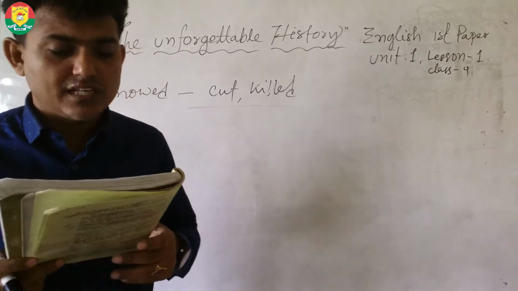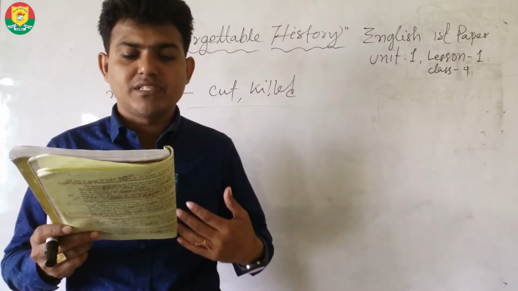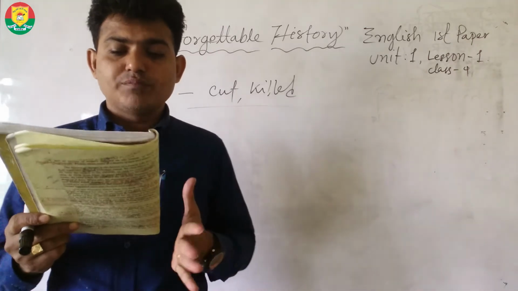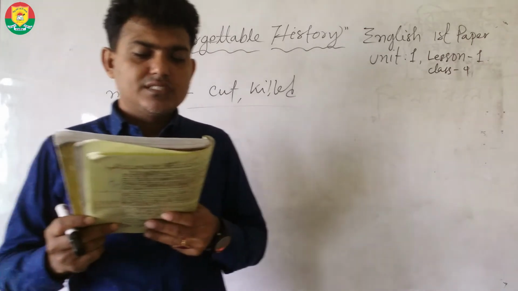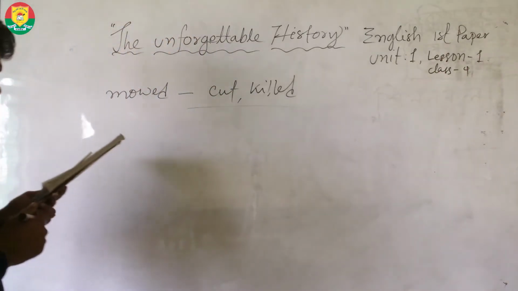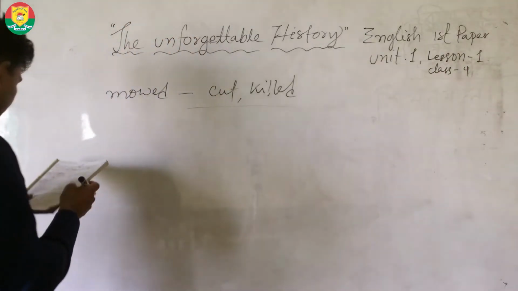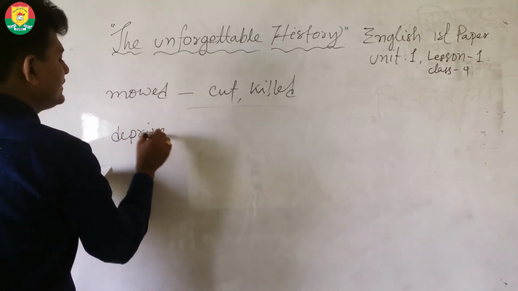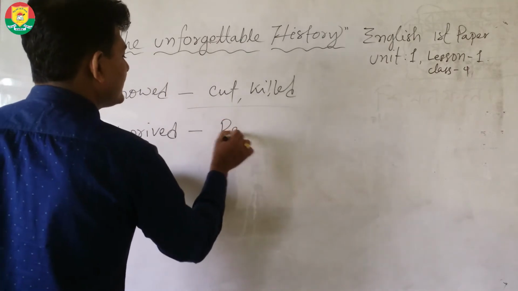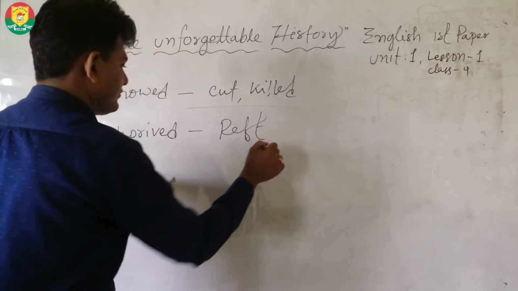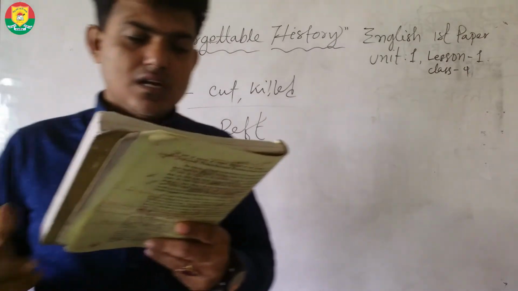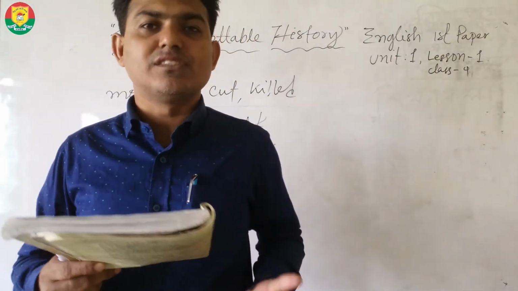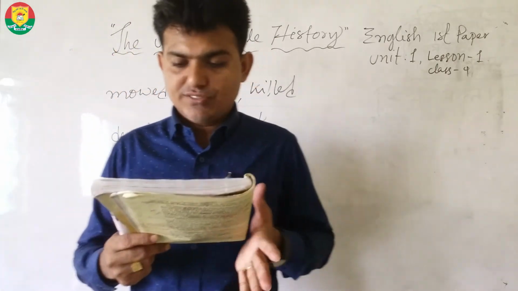how our mothers are being deprived, I mean raped or denied of their children. Deprived, another important word we find here, D-E-P-R-I-V-E-D, deprived of their children. How my people are being massacred, I mean destroyed.